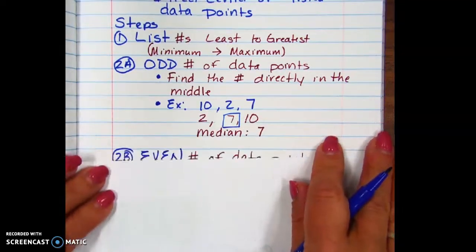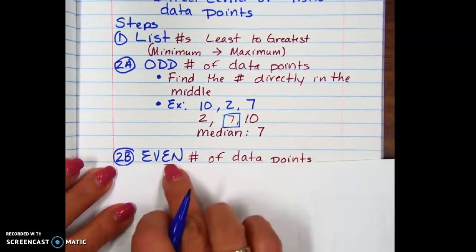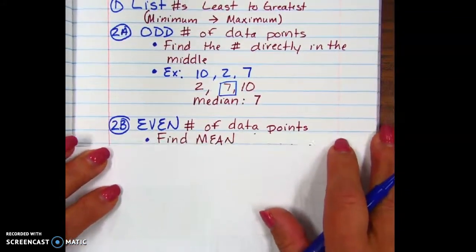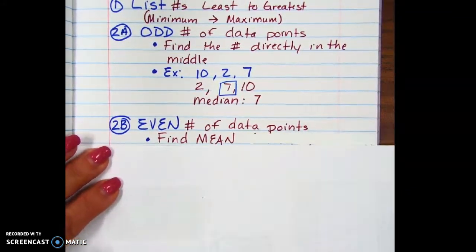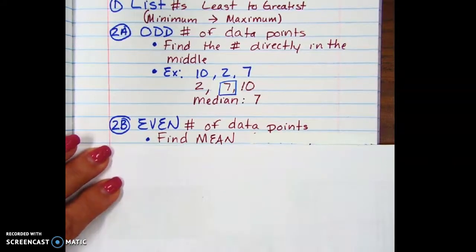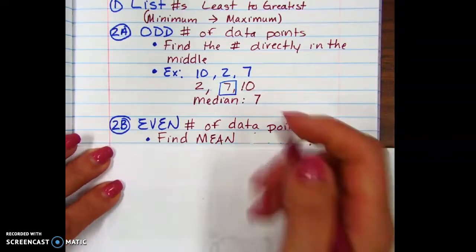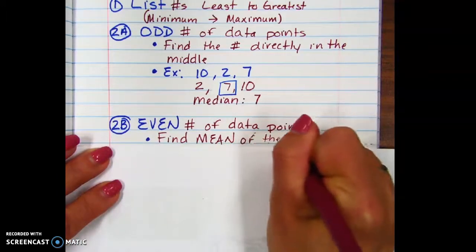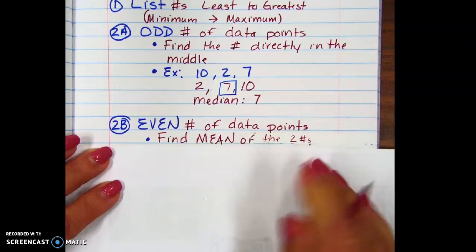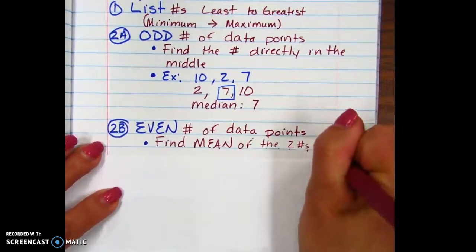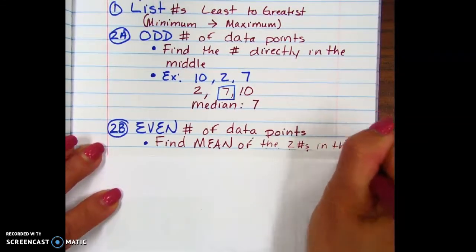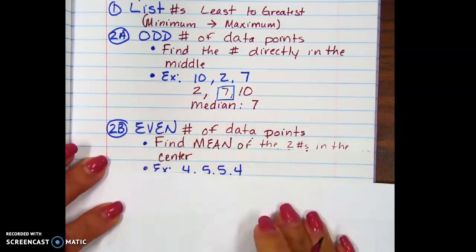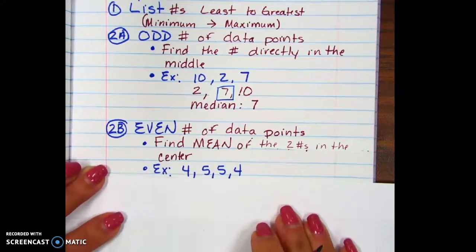So now what about 2B? What if I have an even number of data points? Well, I'm going to find the mean, but not just any mean. I need to find the mean of the two numbers in the center. Interesting. So let's go ahead and take a look.